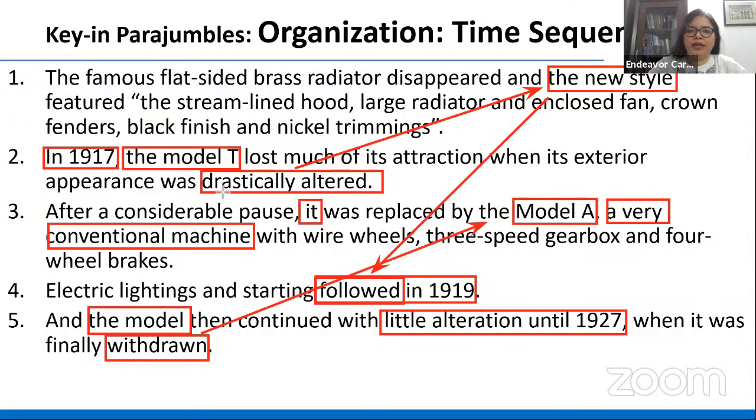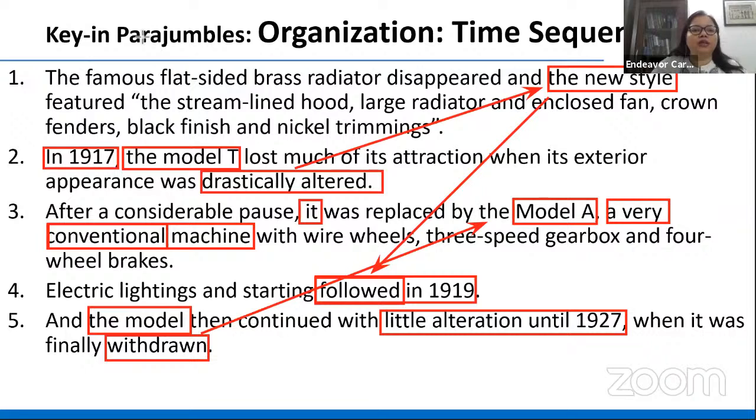Described in 1, in 4. Model A was not altered because Model A is referred to as a very conventional machine. Mind you, it's a conventional machine. What do you mean by conventional? Something that is not a new style, doesn't contain any fancies. It's the very ordinary style, traditional style, conventional, no changes. So, Model A should be the last thing we're talking about because 5 talks of the model.